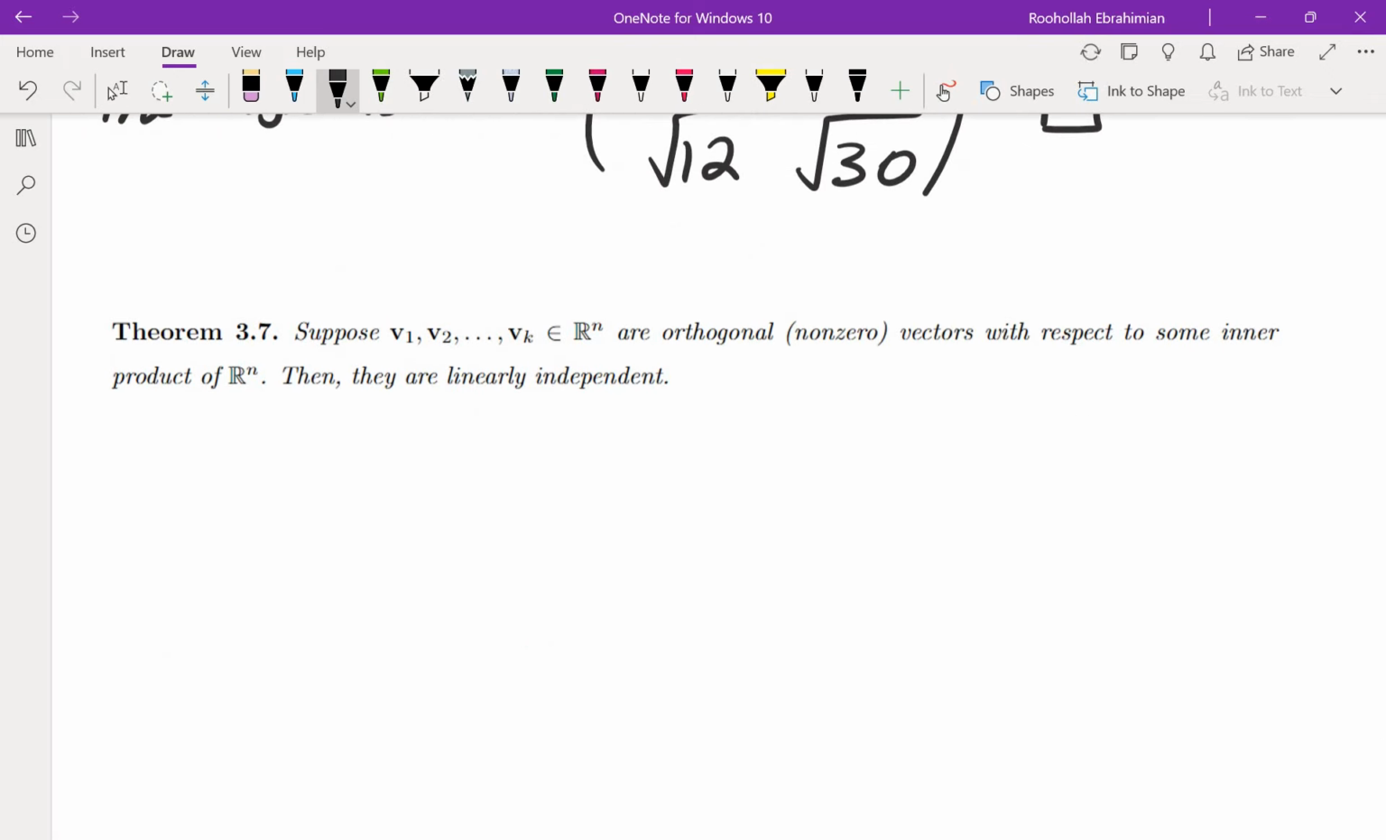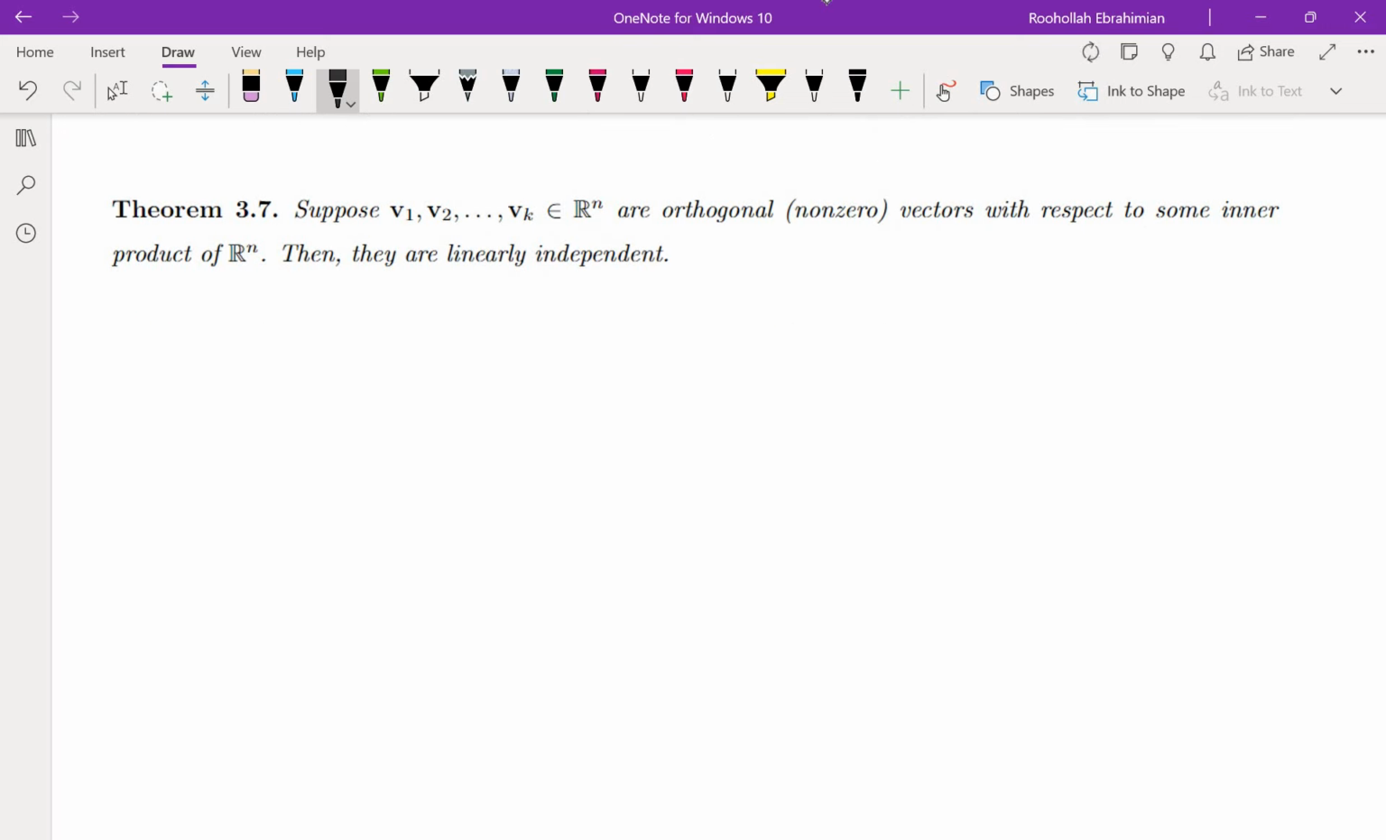Okay, so finally, the last theorem that we're going to prove today is about the relation between orthogonal vectors and linear independence. Suppose v1 through vk in Rn are orthogonal non-zero vectors. So this is for emphasis. Anytime I talk about orthogonal, I assume that they are non-zero, although I emphasize that here. With respect to some inner product, then they are linearly independent. So let's assume that some linear combination is 0. Then we will show that the coefficients must be 0.